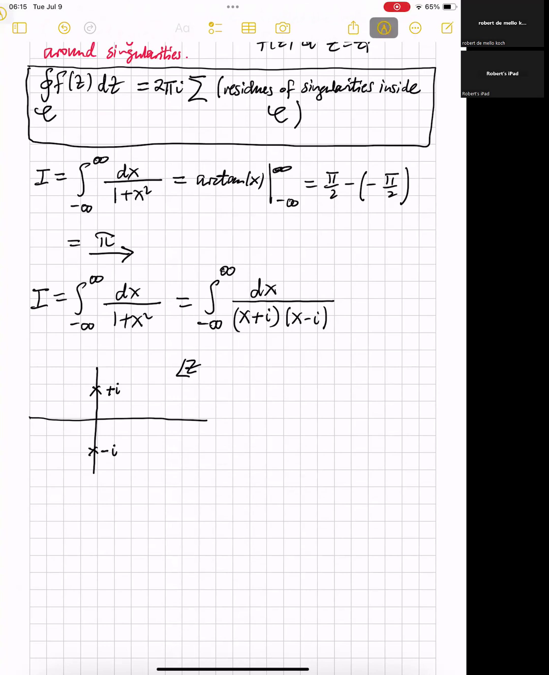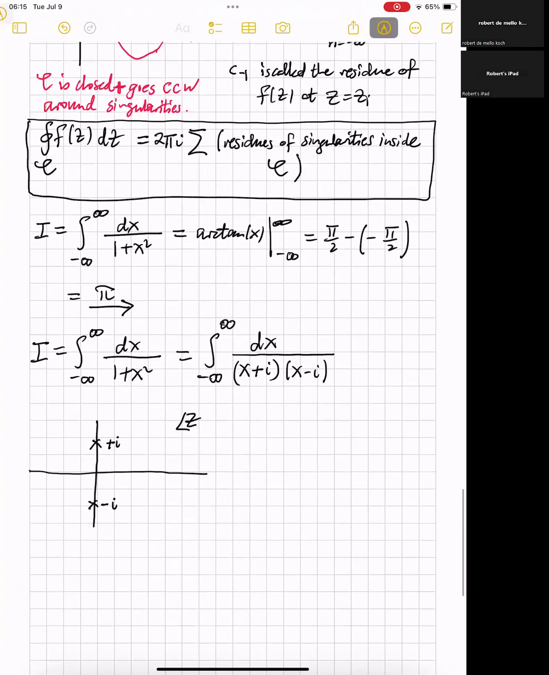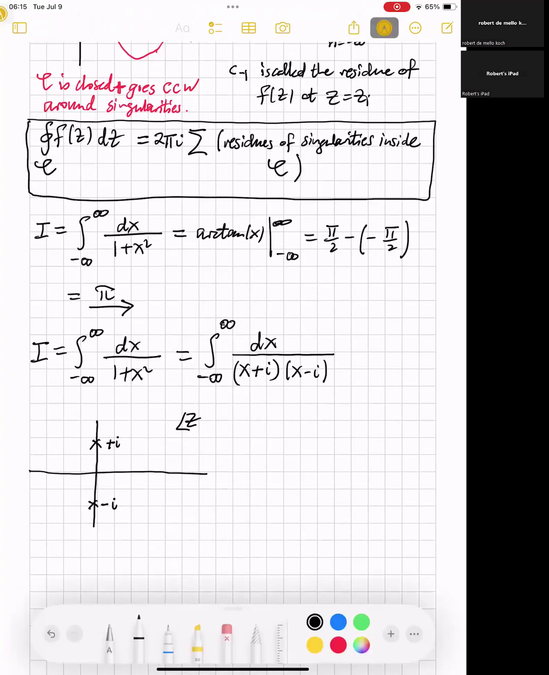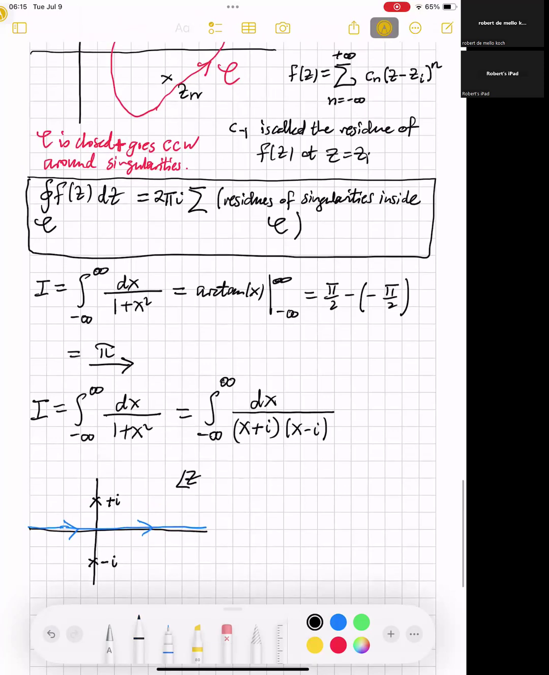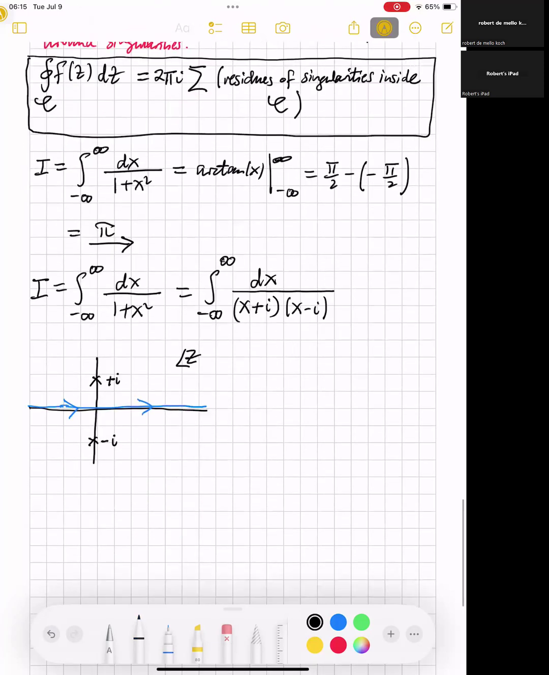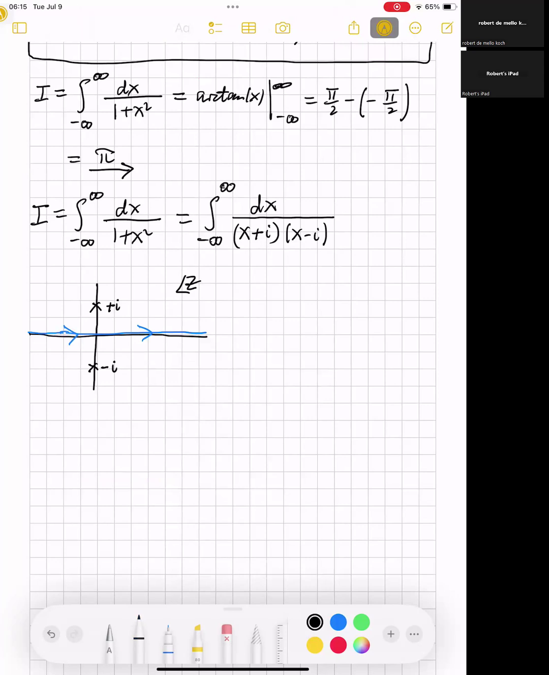Good. Then what path are we integrating along? Well, we're integrating along this path. So let's draw it in blue. So that's the path that we're integrating along. Our first obstacle in applying the residue theorem is that we don't have a closed path. So the first thing that we need to do is close the integration path. So let's see how we're going to do that.